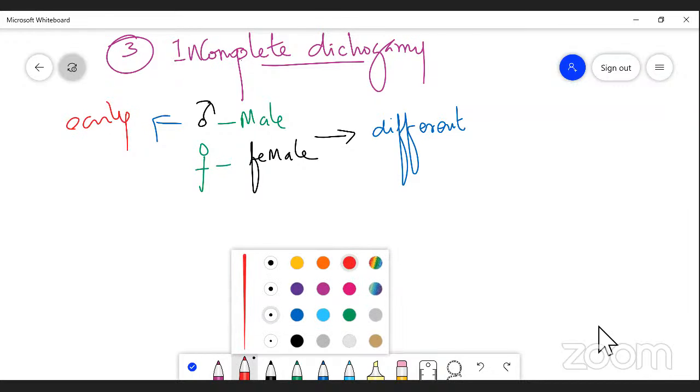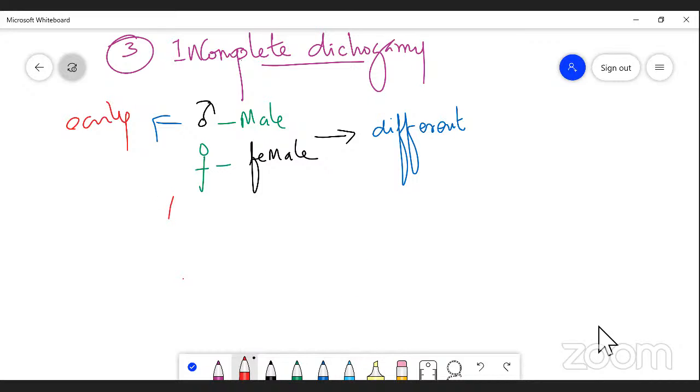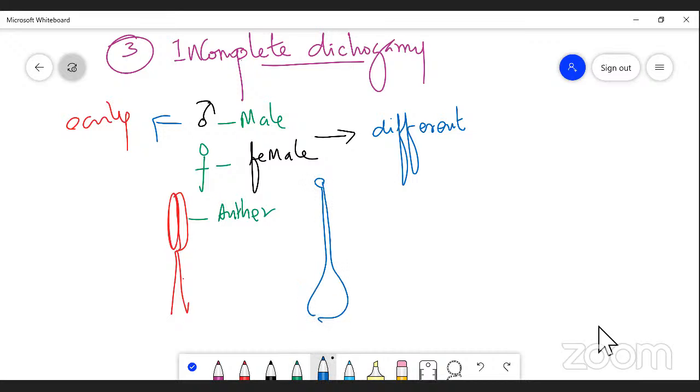I would like to draw the structure of male and female. Now this is an anther, this is an androecium. Either the anther attains maturity very early, and the gynoecium attains maturity later, right? Either the androecium attains maturity first or the gynoecium does. So alternatively, they may attain their maturity. Such a condition is said to be incomplete dichogamy, the maturation of male and female flower at different times.